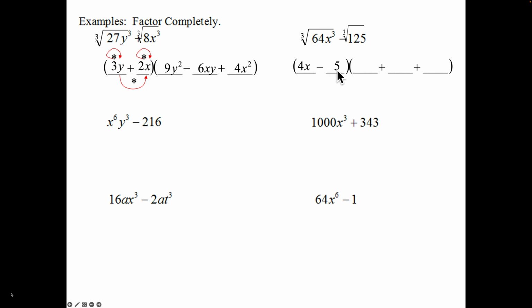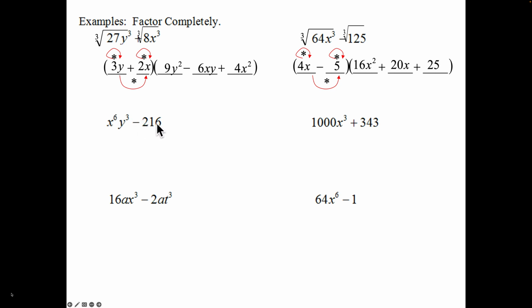Now that the binomial is done, we can smile. 4x times 4x is 16x squared. 4x times 5 is 20x. 5 times 5, 25. It's factored. X to the 6, y cubed. If my exponent is a multiple of 3, it's a perfect cube.